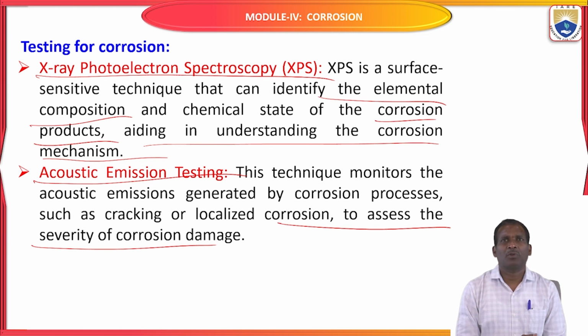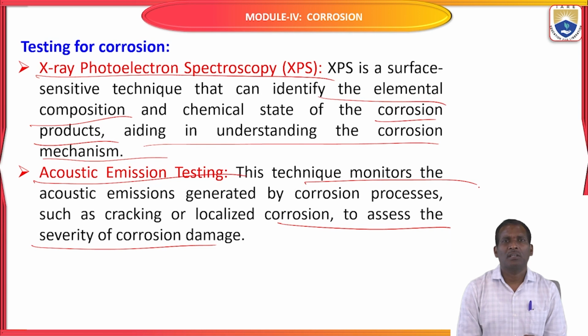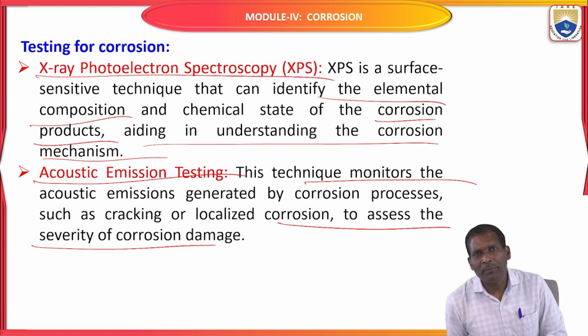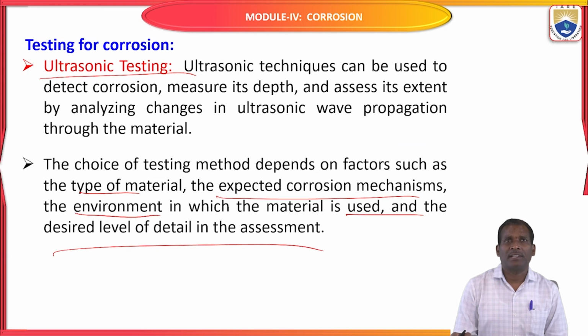Similarly, X-ray photoelectron spectroscopy, and by using these techniques you can calculate and understand the corrosion mechanism. Acoustic emission testing monitors the acoustic emissions generated by corrosion processes, such as cracking or localized corrosion, to assess the severity of corrosion damage. You can identify this by using acoustic emission testing.